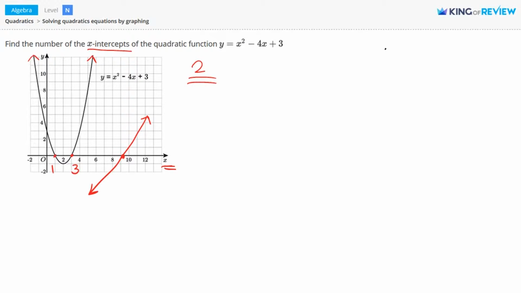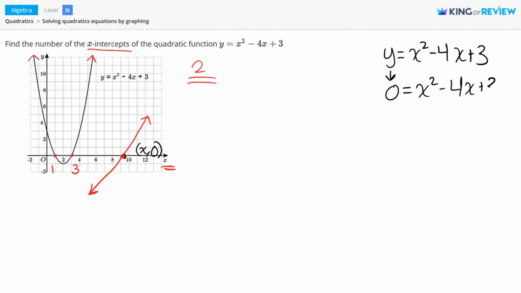We have our function y equals x squared minus 4x plus 3. Now if we look at an x-intercept, so let's look at this point here. The y-coordinate of an x-intercept is 0 because when a graph touches the x-axis, the y value of that point is 0. So this point here, it will have some x-coordinate, but the y-coordinate will be 0. If we apply that to our equation here, we'll set y equal to 0 and solve for x. So we have 0 equals x squared minus 4x plus 3.